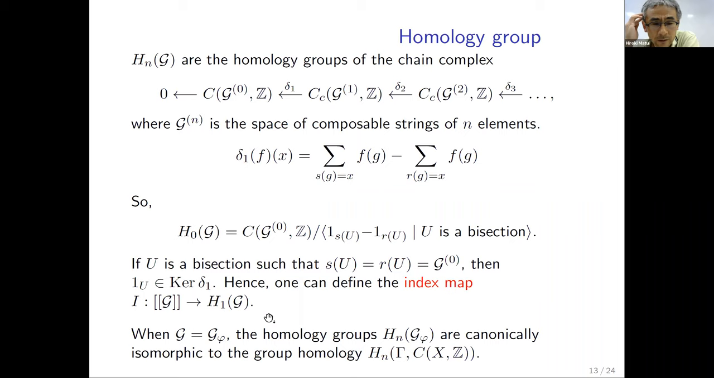Okay? Yes, and when the etale groupoid is the groupoid coming from group actions, then these homology groups are canonically isomorphic to the classical group homology with coefficients C of X, Z. So this homology is a generalization of the group homology. So this is an explanation about homology groups.